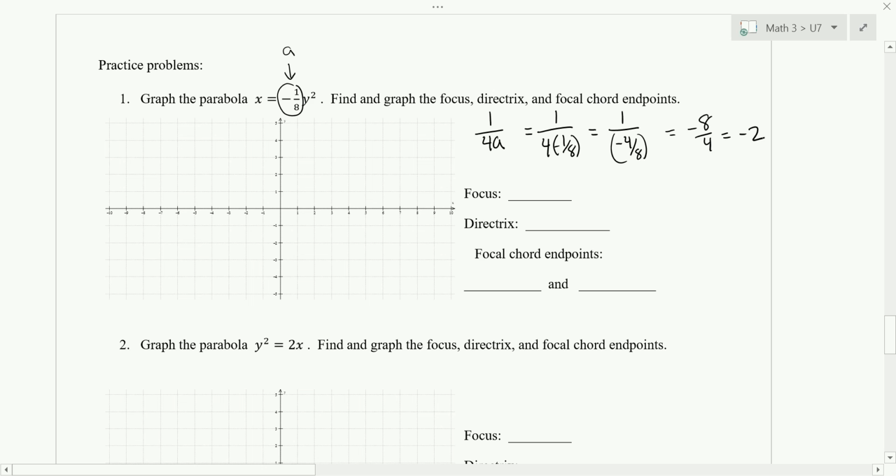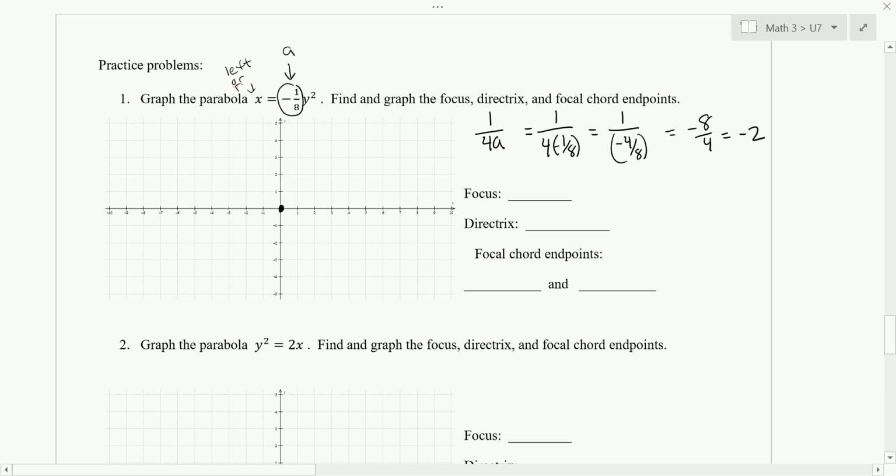Multiply by 4, flip it over. And so our vertex, don't worry about our vertex. Vertex is always going to be at 0, 0 right now. Okay. From our vertex, we need to move a distance of 2. But we need to know, well, is this thing opening up, down, left, or right? Okay. Because it's x equals, it's going to be left or right.